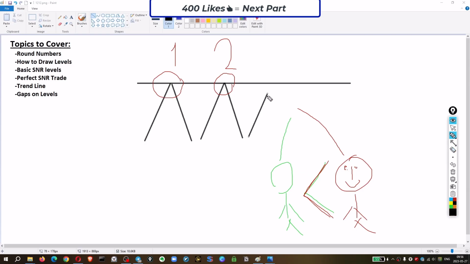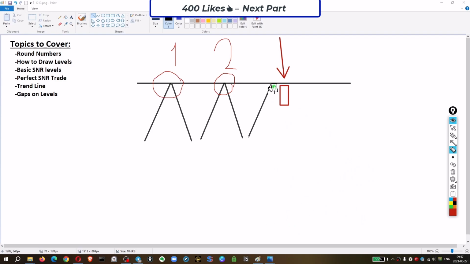So the price comes here and closes on the level as a green candle. This is a green candle, okay? And again, like I said, the sellers come into the market. So this is the trade that we can take. But there are some conditions, okay? For now, you understood that for drawing an SNR level, we need 2 points, okay? We need 2 points to draw the level.